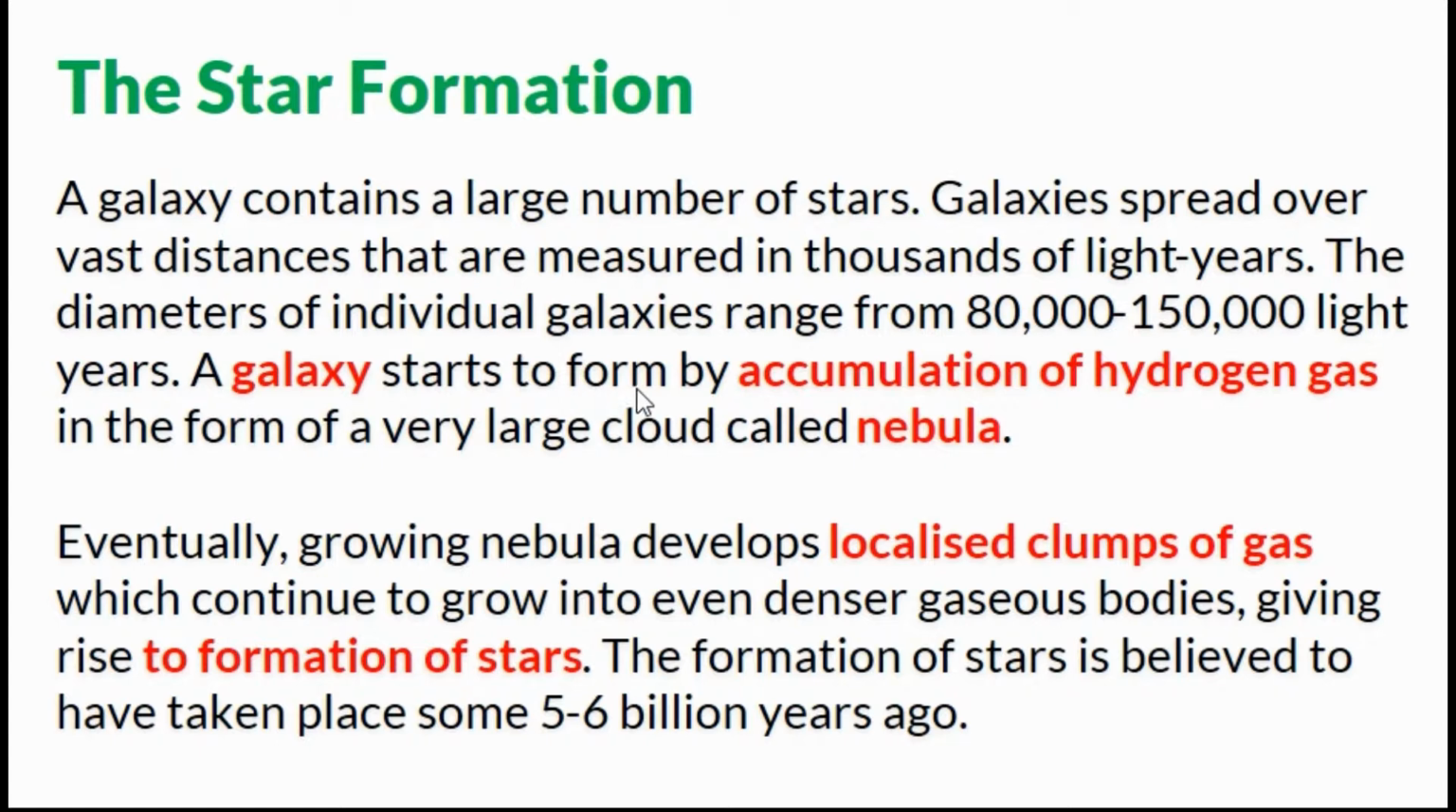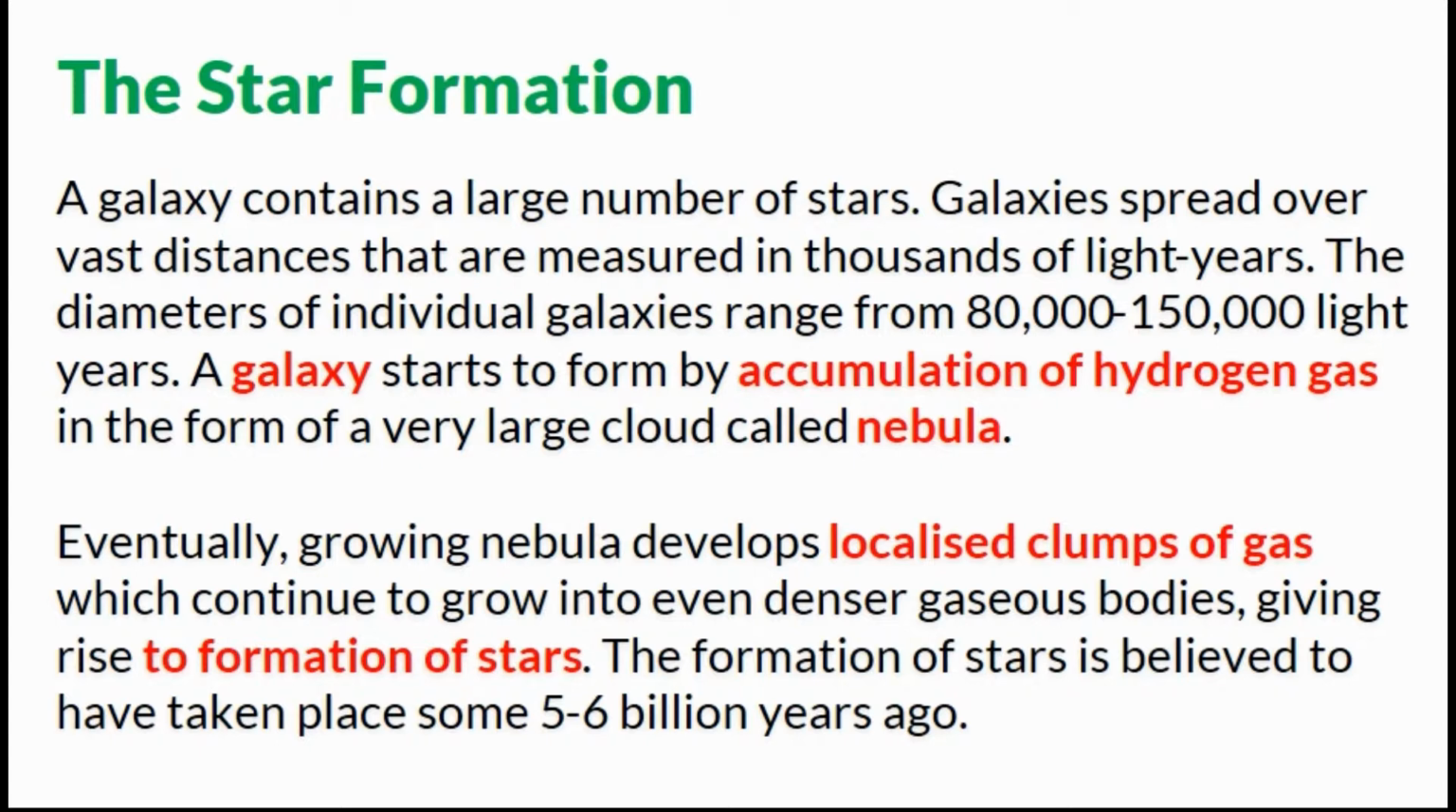So a galaxy starts to form by accumulation of hydrogen gas in the form of a very large cloud called nebula. So galaxy is basically an accumulation of hydrogen gas, and this hydrogen gas forms a very large cloud which is called nebula. So if someone asks you what is galaxy, the answer is galaxy is accumulation of hydrogen gas which forms a very large cloud called nebula.